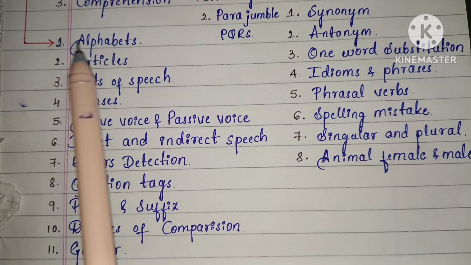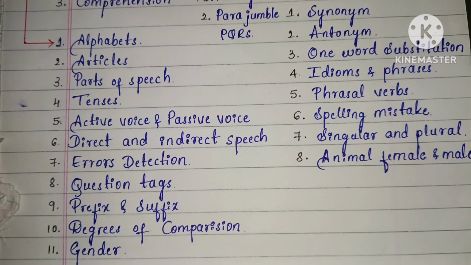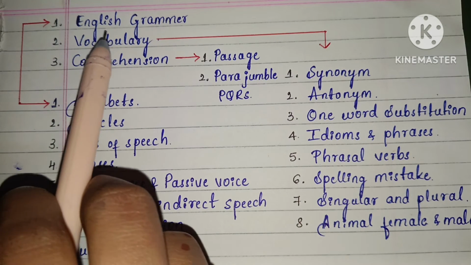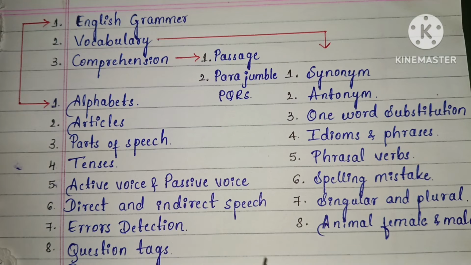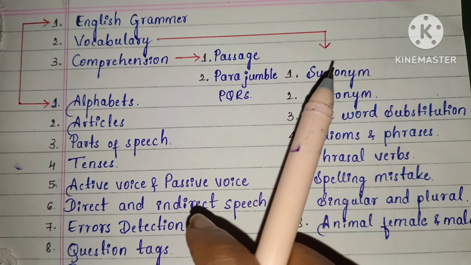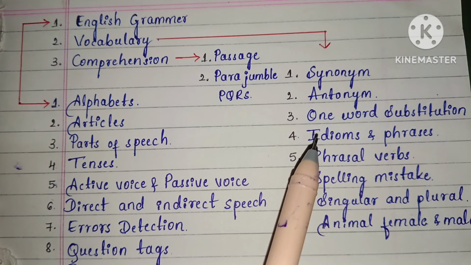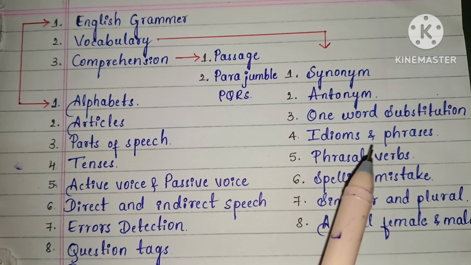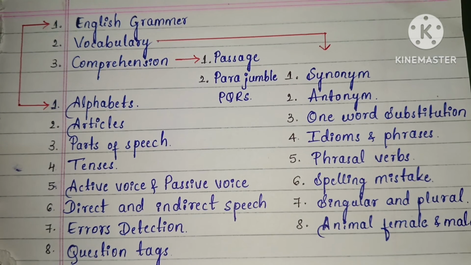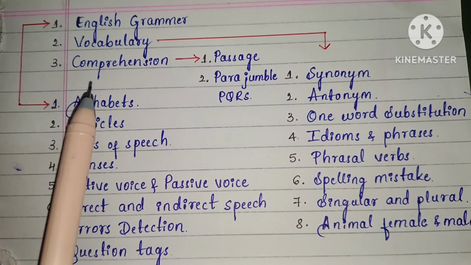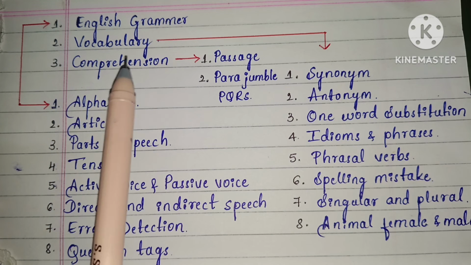Okay, next move on to vocabulary part. Okay, next in vocabulary part, we are covering completely 8 topics. First one, synonym, antonym, one word substitution, idioms and phrases, phrasal verbs, spelling mistake, singular and plural, animal, female and male opposite words. Okay. The last third part, that is comprehension.